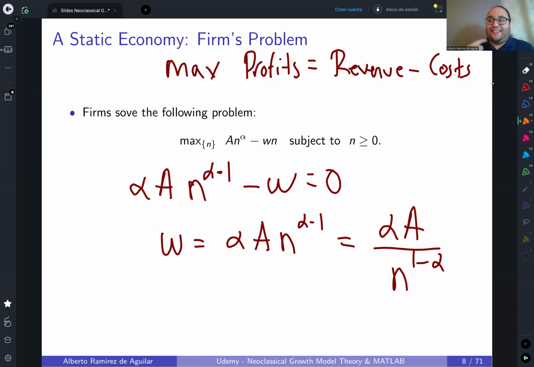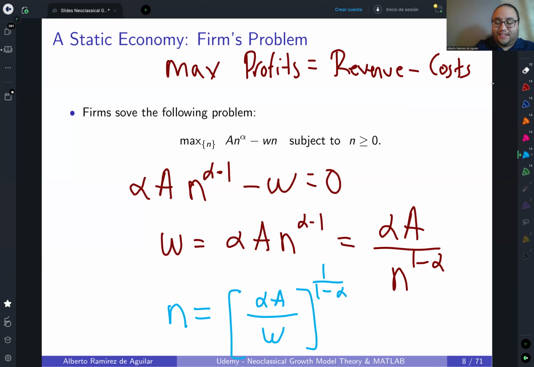Now, this is saying that there's a negative relationship between wages and n, because n is dividing here. So another way of saying this is, if I solve for n, I get that n is going to be alpha a divided by w to the 1 over 1 minus alpha. I'm just solving this equation. But notice that as wages go up, firms are going to demand less labor.